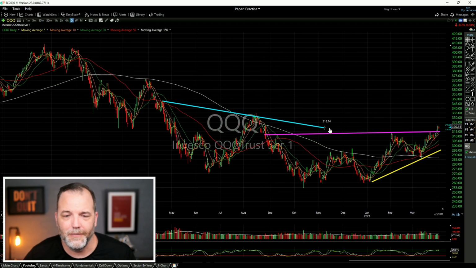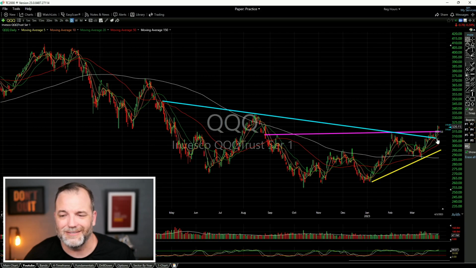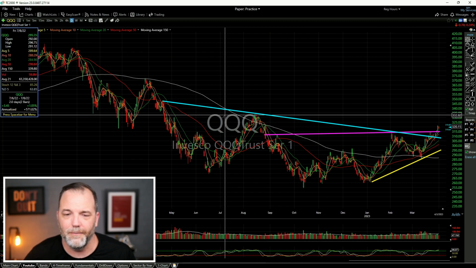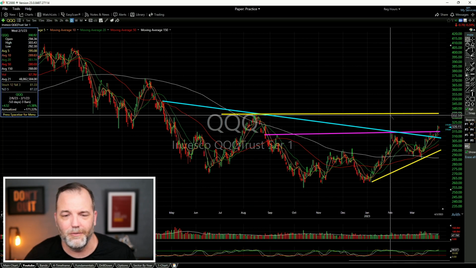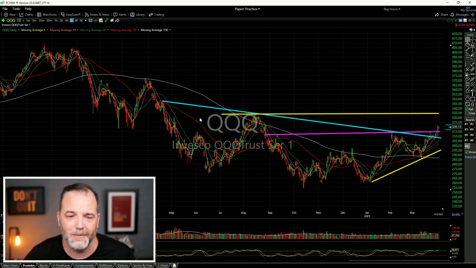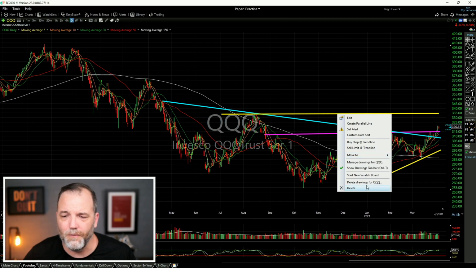Also in play is this declining level of resistance. It's already broken through that as well. So you have 2 layers of resistance that price has broken out through. Now, going forward, yes, this could be a layer of resistance as well when it tests the highs from August. But overall, this is a very bullish move.